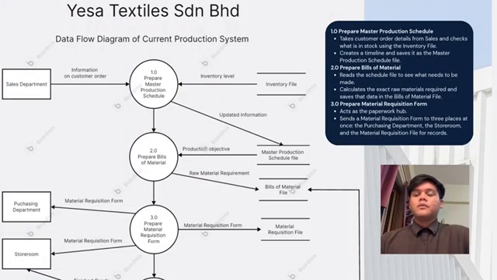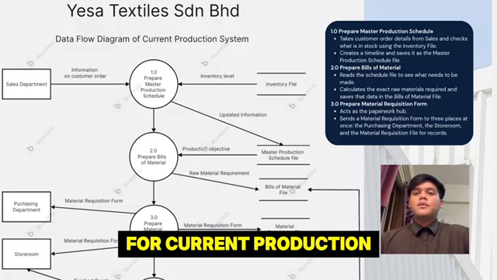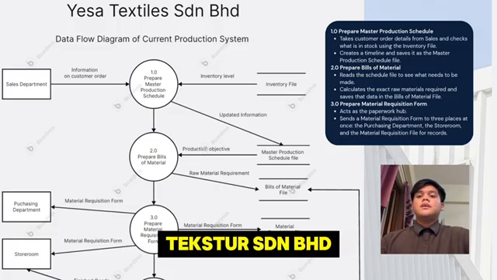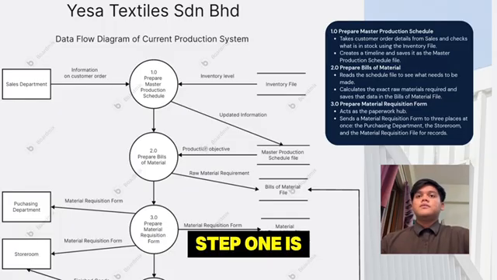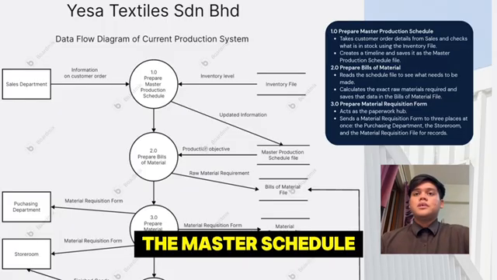Hello everyone, I'm going to talk about the data flow diagram for current production systems for YESA Textile SDN PhD. So step 1 is making the schedule, which is preparing the master schedule production.